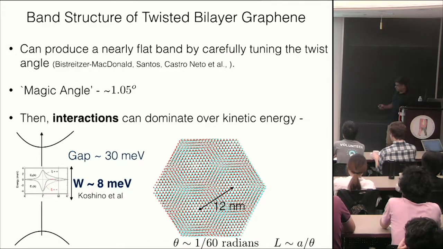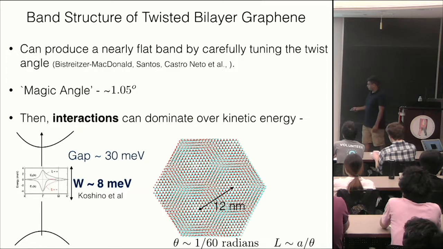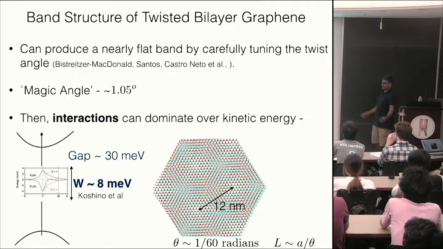So really there's a small parameter in this problem, which is the angle. The natural units to measure angle are radians. So 1 degree is about 1/60th of a radian. The length scale is really the atomic scale divided by the small number. So compared to atomic physics, if you want to compare to regular materials physics, all scales are going to be changed by roughly a factor of 1 to 2 orders of magnitude.